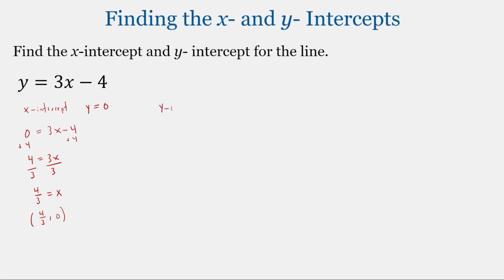And then for the y-intercept, our x value is equal to 0. So wherever there is an x in the equation, we're going to substitute a 0. So we end up with 3 times 0 minus 4. So we have a y value of negative 4, and the y-intercept is 0, negative 4. You can also write this as the x-intercept is 4/3, or the y-intercept is negative 4.